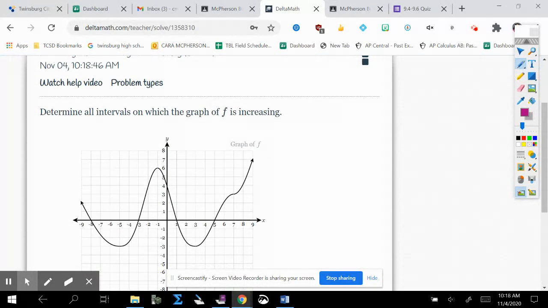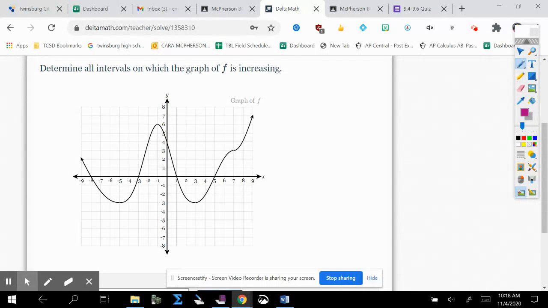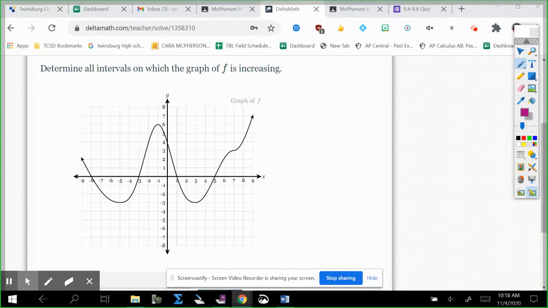So this one wants to know when it's increasing. So increasing, let me mark up the graph. It starts off decreasing, so we're starting out going down until we get to about here, which looks like negative 5. And then it's going to increase until it gets to here, which looks like negative 1. So that's one increasing interval. Then it starts decreasing again until the low point's right around 3. And then it starts increasing the rest of the way.